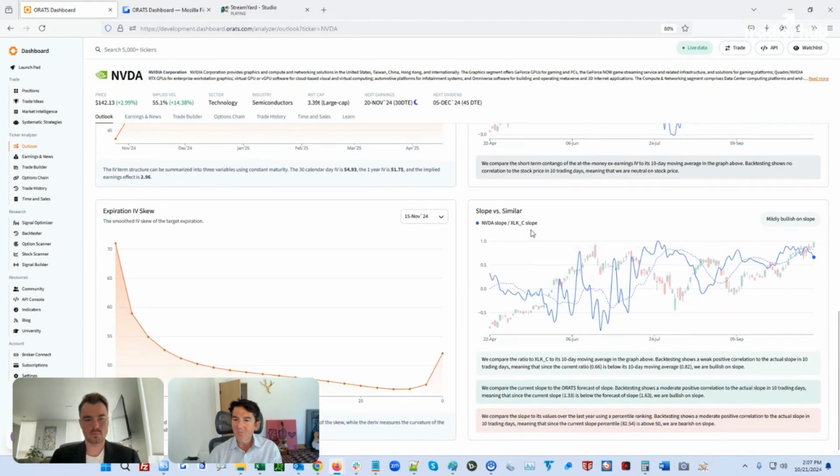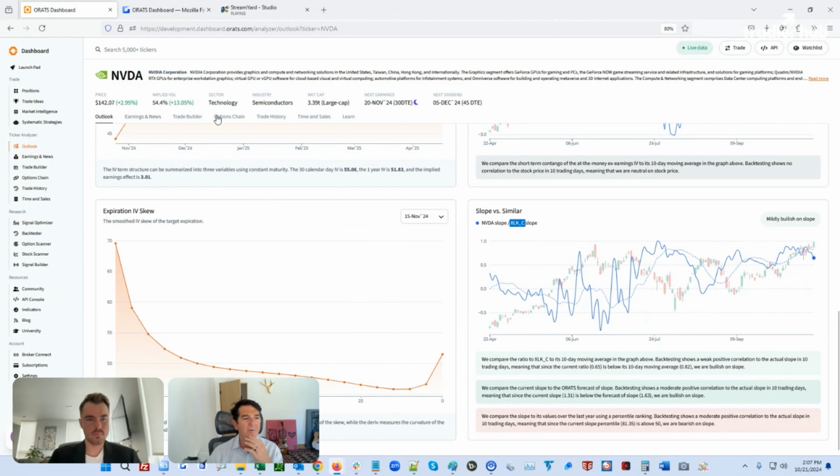Slope, we don't usually see a strong correlation. It's just basically how much the puts are priced over the calls, and then we do that in comparison again to the best ETF. So Nvidia is fairly high versus its historical average.